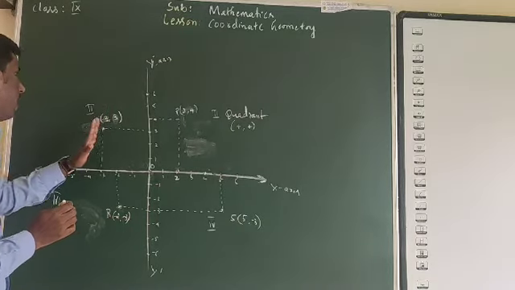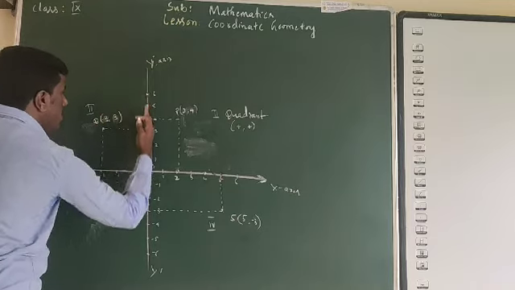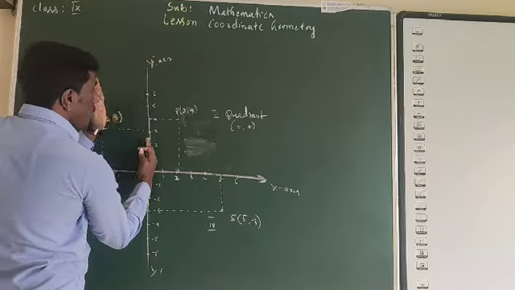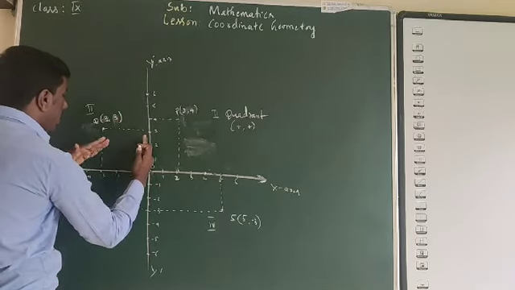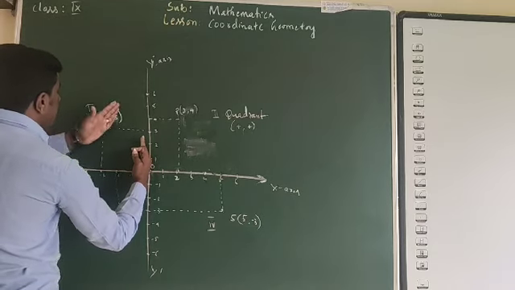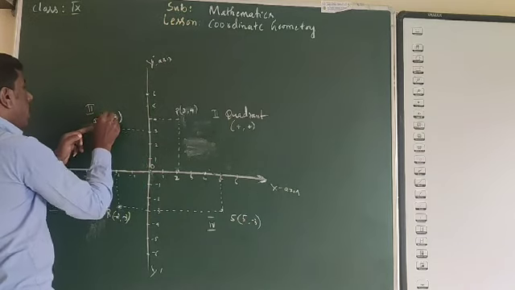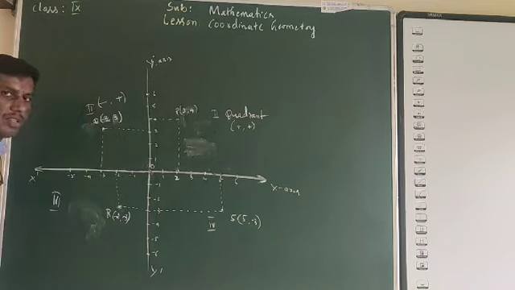Okay. In the second quadrant, it will be enclosed between the negative x axis and the positive y axis. Therefore, the x value will be negative and the y value will be positive.